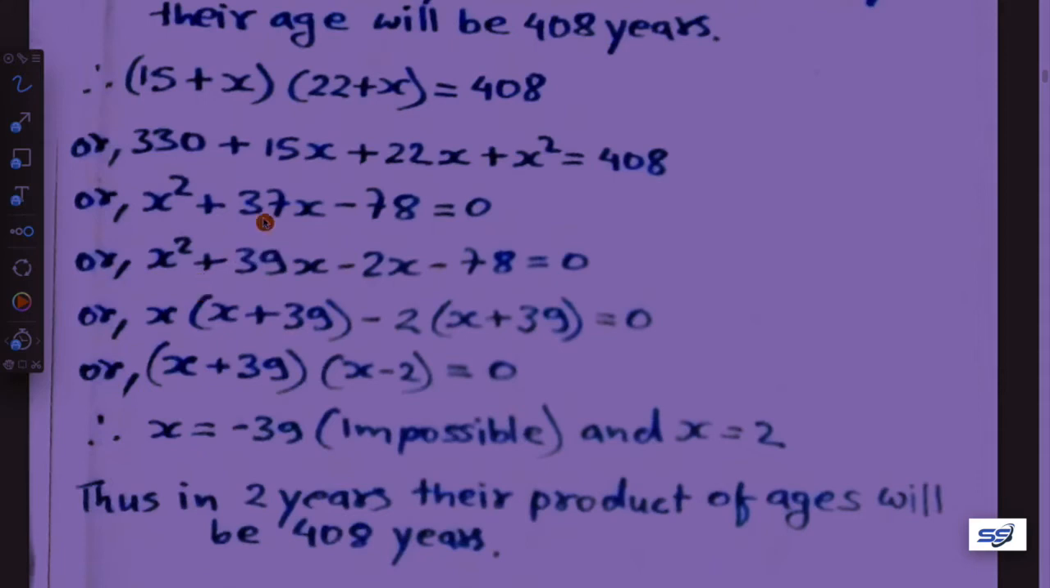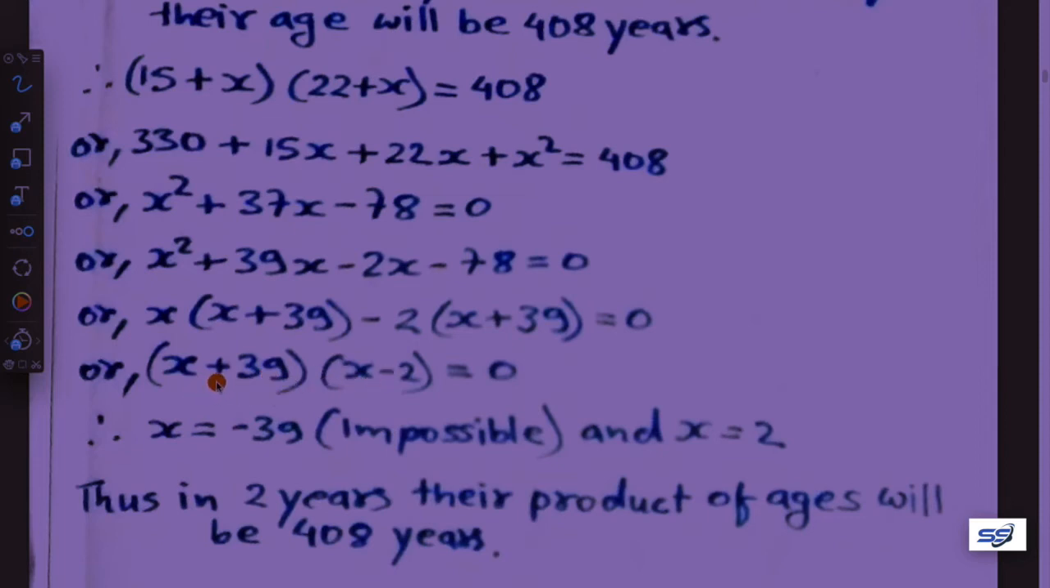Here, we made this middle one, 37, into two parts: x squared plus 39x minus 2x minus 78 equals 0. Now x is taken common from these first two terms, x plus 39, and 2 is taken common from the others, minus 2 into x plus 39, equals 0. Now x plus 39 is similar, bring it ahead, and the rest is x minus 2 equals 0. From this expression we get two factors: the first factor is x plus 39 and the second factor is x minus 2 equals 0. Now from these two we can easily get the value of x.